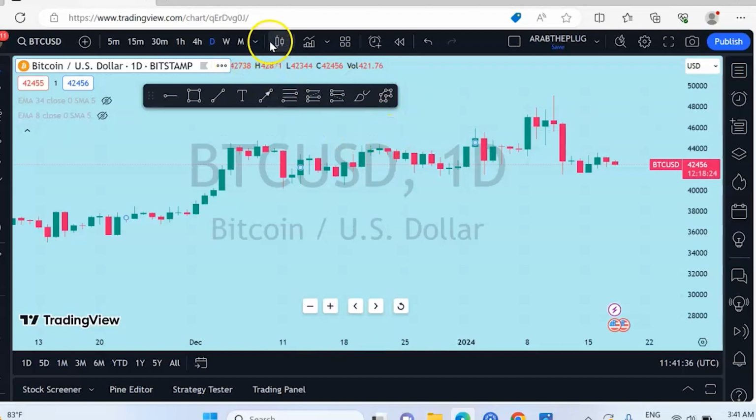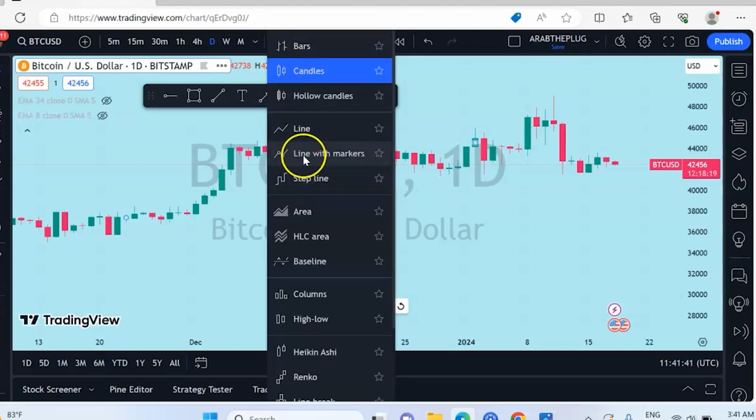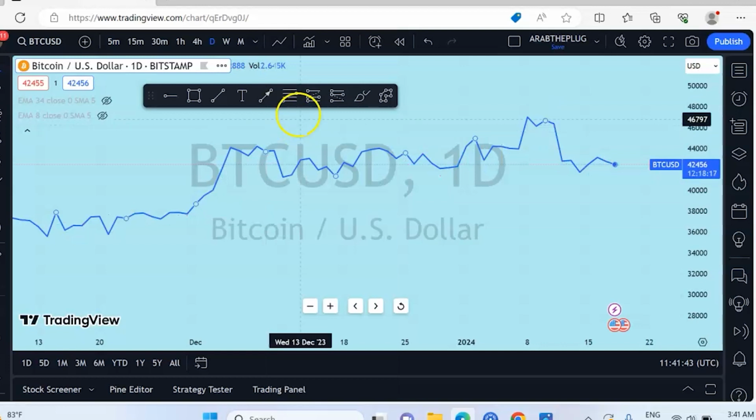So we have different kinds of charts in technical analysis. There are a lot of charts. We have the line chart. You can see this is a line chart.